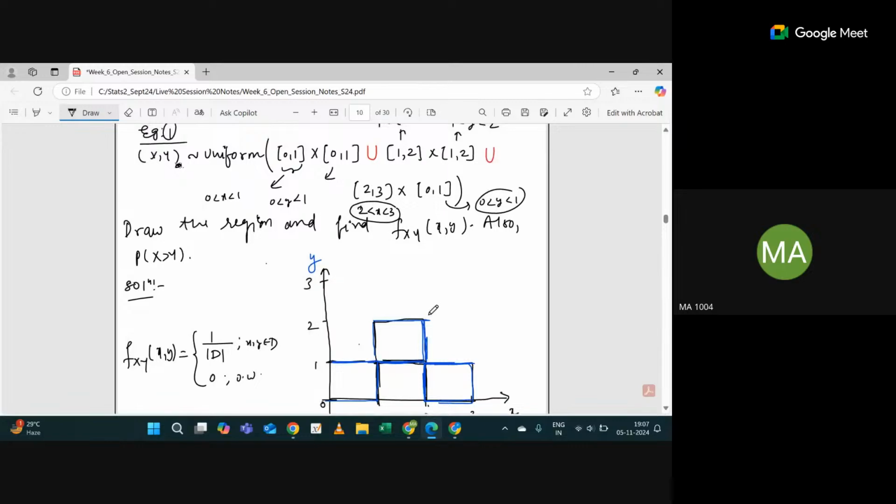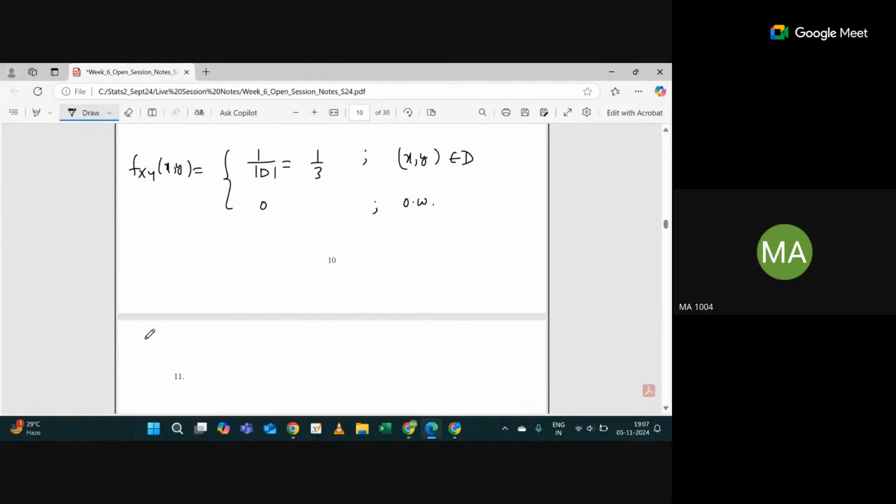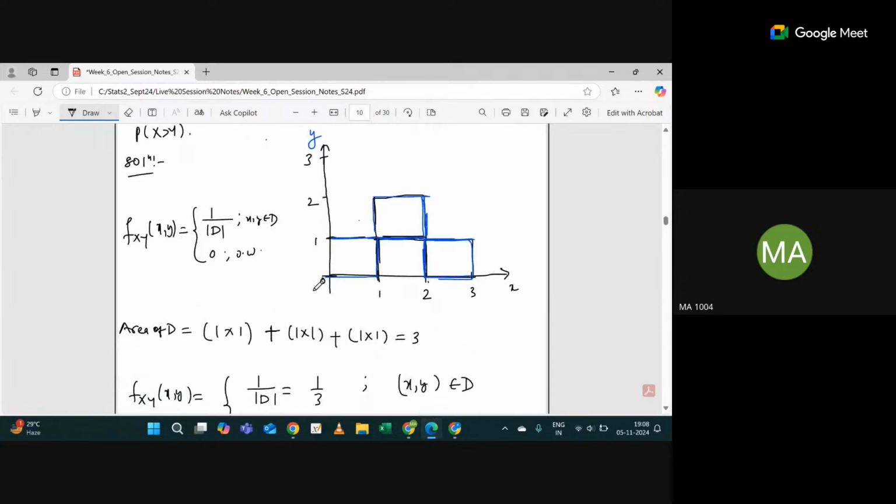This is important for your quiz to answer. Now, my question was to find the probability that x is greater than y. For this, what I told you was to just draw a line for x equal to y. So x equal to y will be some sort of line like this. It should be straight. This will be x equal to y.